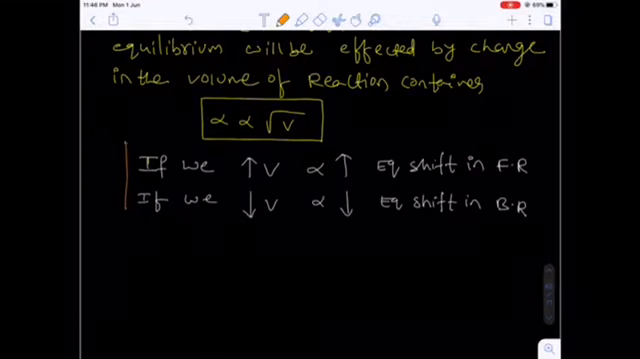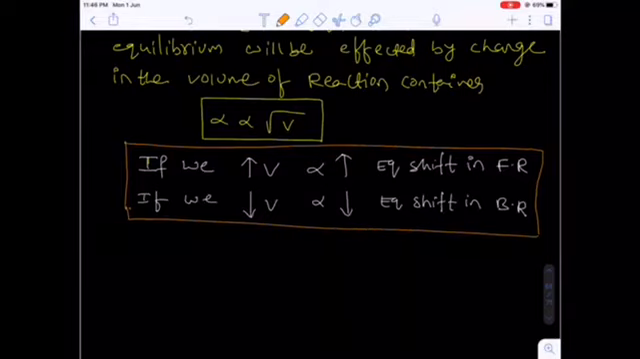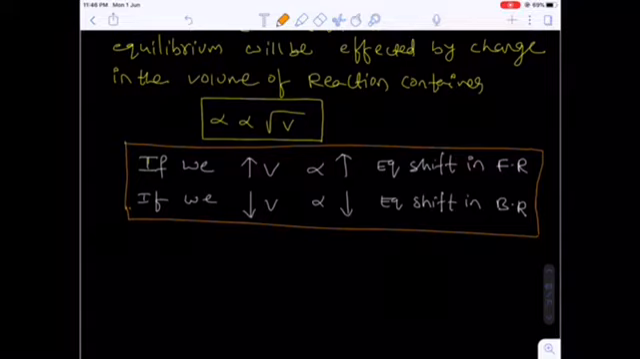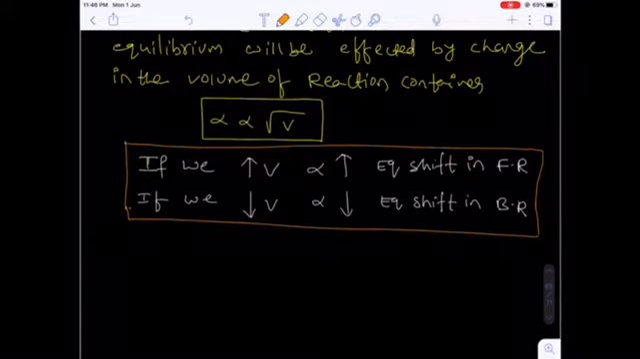So these two points are very important points. These are the two golden or important points. Okay, this is very important. The position of equilibrium changes by changing the volume of the system.